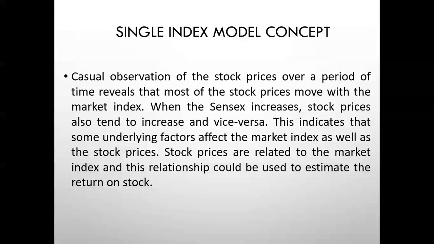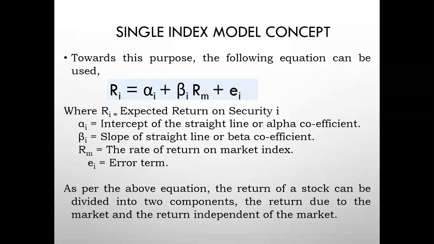This is the graph. Now, casual observation of stock prices over a period of time shows that the major concept is that they move with the market index. When the Sensex increases, all the stock prices tend to increase. When the Sensex decreases, most of the stock prices decrease as well. This indicates that some underlying factors affect the market index as well as the stock prices. So, since stock prices are related to the market index, this relationship can be used to estimate the return on the stock.